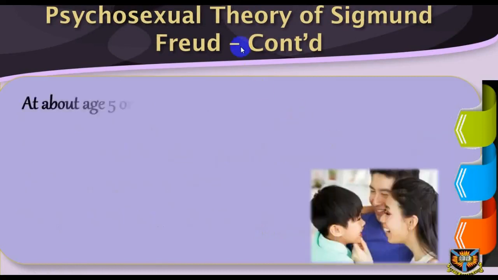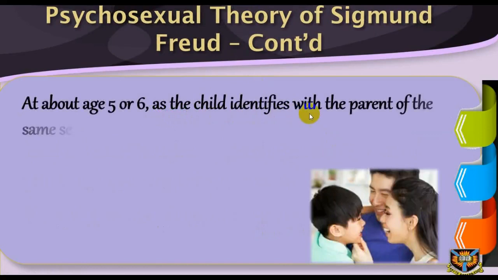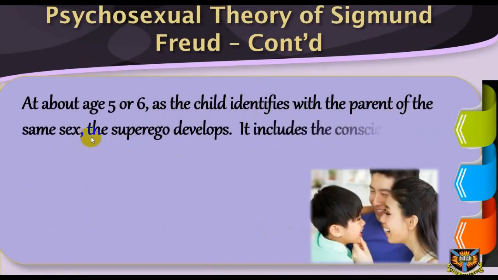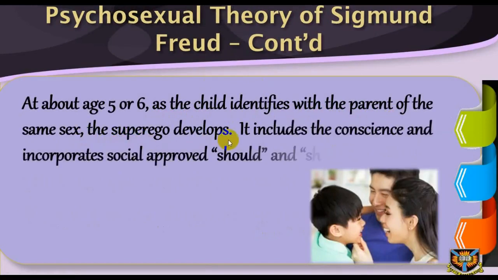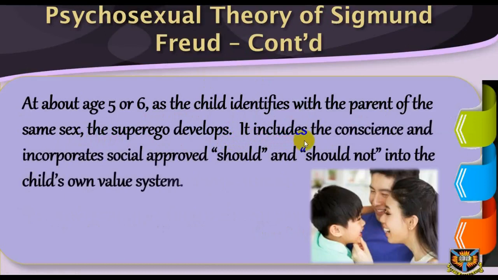At about age 5 to 6, as the child identifies with the parent of the same sex, the superego develops. It includes the conscience and incorporates socially approved shoulds and should nots into the child's own value system. Sigmund Freud developed a psychosexual theory of human development from infancy onward, in accordance with his view of a basic human motivation being the sexual drive.